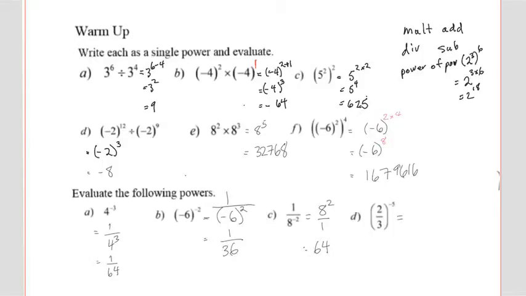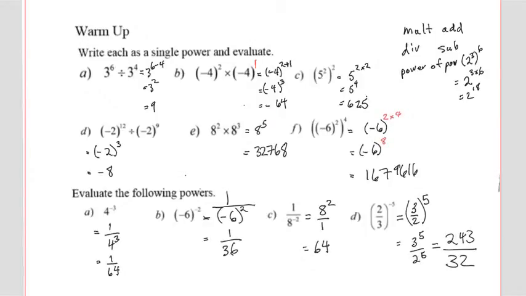Now for this last fraction, remember we need to flip it first, so it ends up being 3 over 2 raised to the 5. Now we apply the 5 to the 3 and the 2. So we get 3 to the 5 over 2 to the 5, which ends up being, well, 3 to the 5 ends up being 243, and 2 to the 5 ends up being 32. And we leave our answer as that unless we can find a lowered fraction, a simplified fraction.